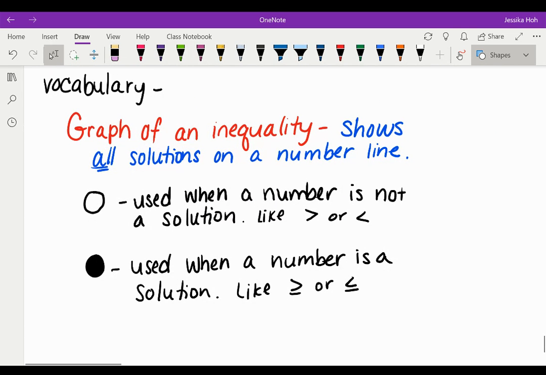Today we're going to talk about graphing inequalities. A graph of an inequality shows all solutions on a number line. The open circle is used when a number is not a solution, like greater than or less than. The closed circle is used when a number is a solution, like greater than or equal to or less than or equal to.